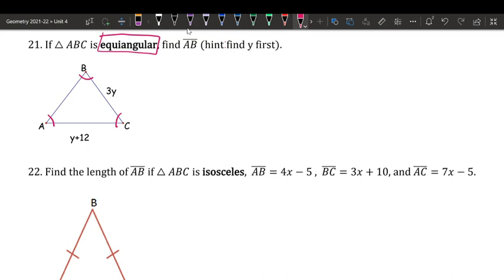And I just said a minute ago, if two angles are the same, then two sides are the same. If three angles are the same, then three sides are the same. All equiangular are equilateral, and all equilateral are equiangular. So all three of these sides are the same. So if I need to find y first, then I can say the two sides that have information, 3y equals y plus 12.